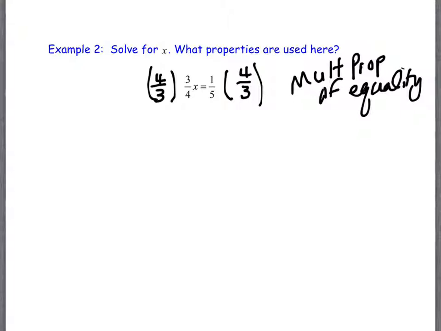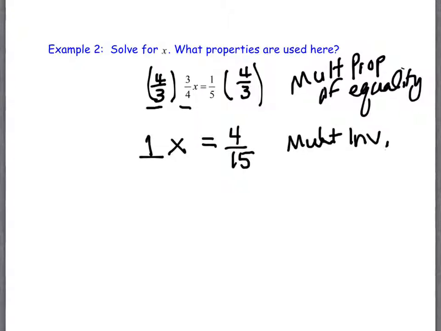Now, what is 4 over 3 times 3 over 4? That is 1. Now I know that we don't normally write 1x, but I want to show you that the property that you're expecting to have here actually works. So this is 4 over 15 on the right. That 4 over 3 times 3 over 4 turning into 1, that is your multiplicative inverse property. Multiplicative inverse says that when you multiply a number times its inverse, you get 1.